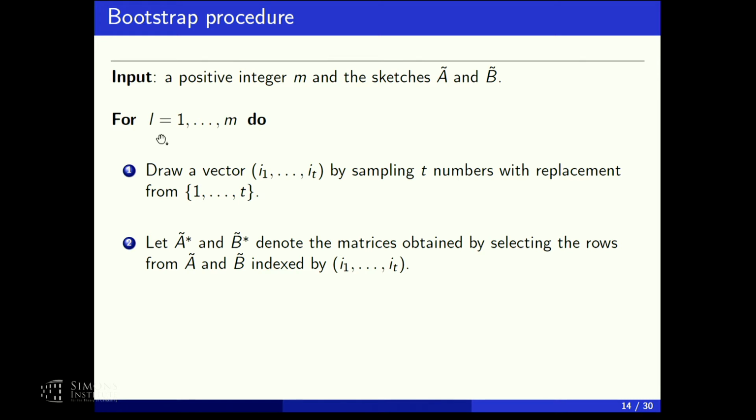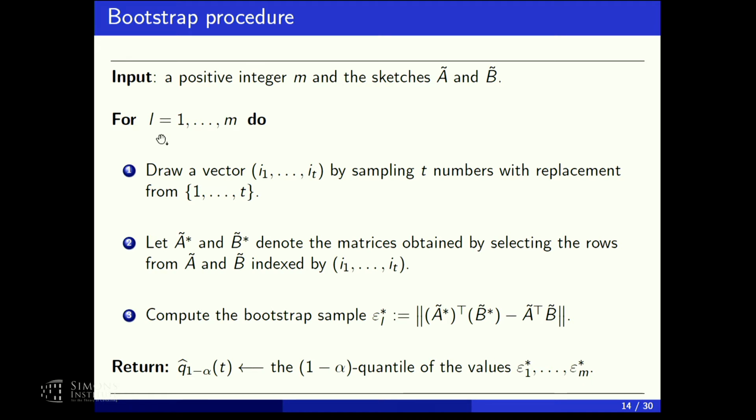So there's going to be replicates of some of the rows of A tilde and B tilde in the starred versions. Then I'll take the norm of the difference between the starred product and the unstarred one, and I'll view this as a pseudo sample. So for each iteration of the loop, I get one of these starred pseudo samples. Then after the loop is done, I take the desired quantile of those samples. So this is the whole thing. It's really that simple. So maybe I should pause for just a moment in case there are any questions.